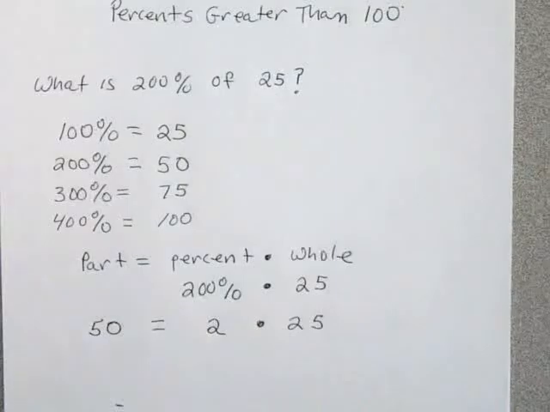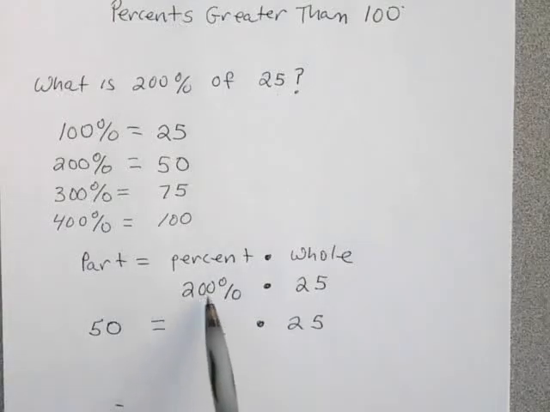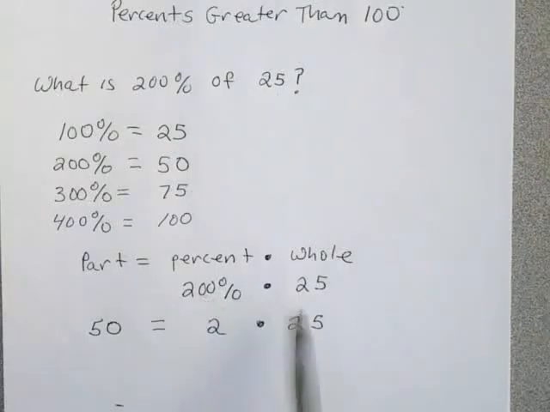And in this particular example, it may confuse you that what we're calling your part is larger than what our whole was. But that makes perfect sense because the percent that we're looking at here, 200%, is larger than the whole, 100%, which would be 25.